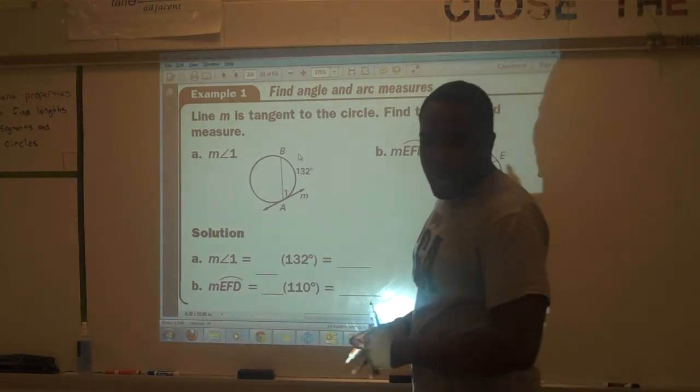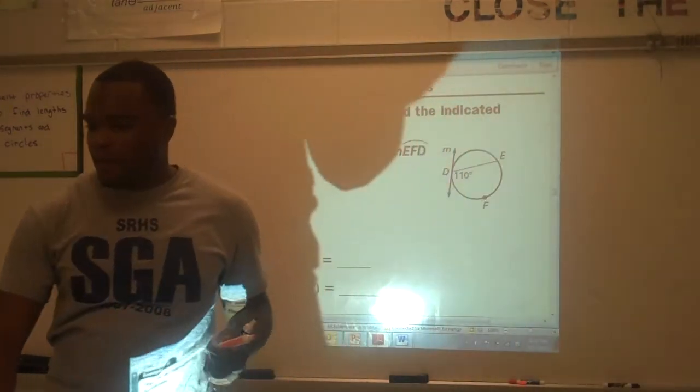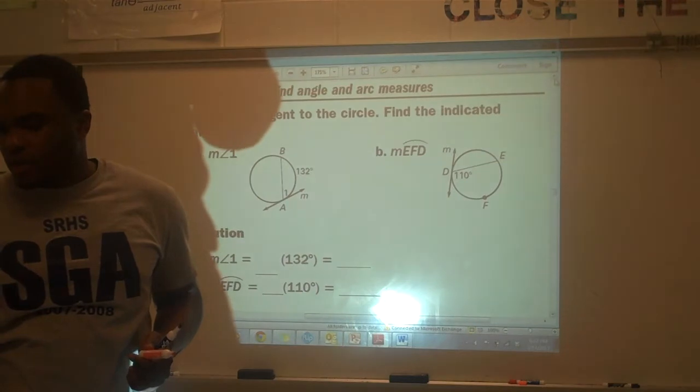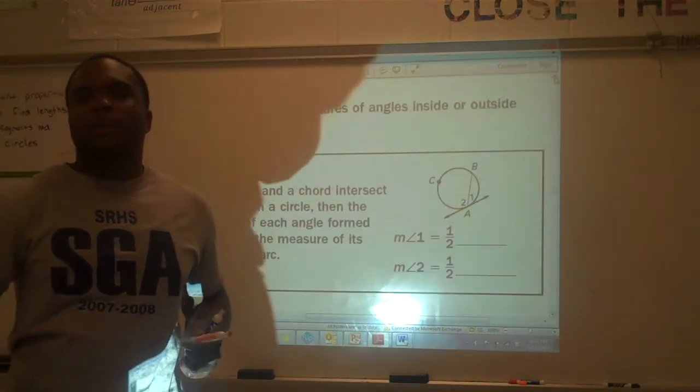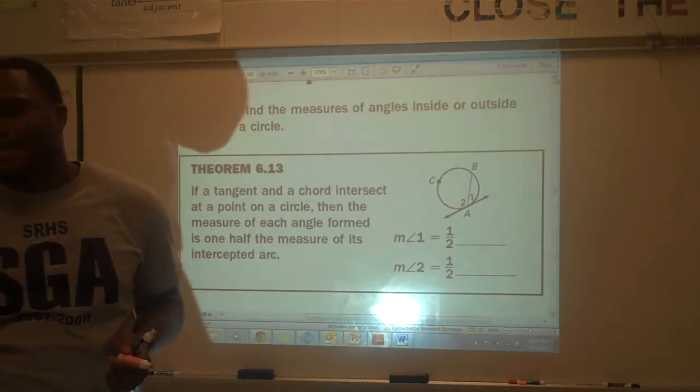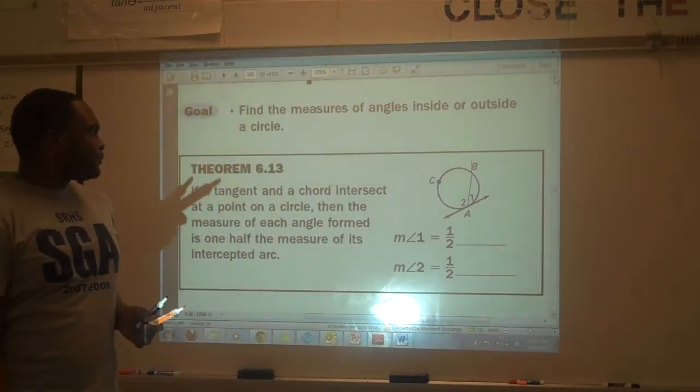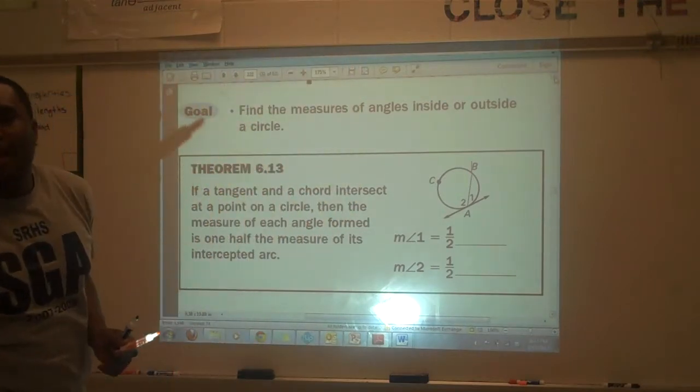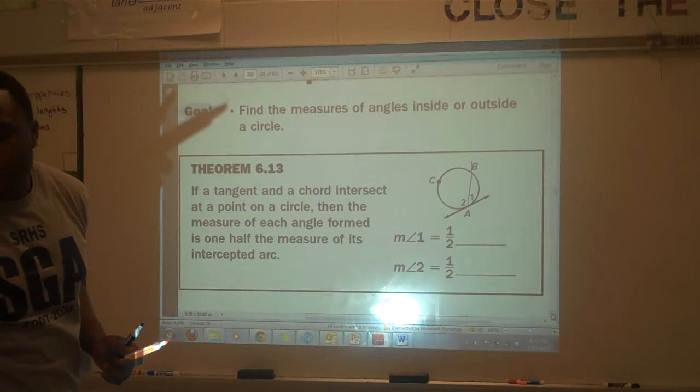Alright, so I'm going to start right at the top of page 222. Welcome back. We're jumping right back into circles with some theorems that help us find missing sides and missing angles. So, theorem 6.13, I'm right at the top of page 222.